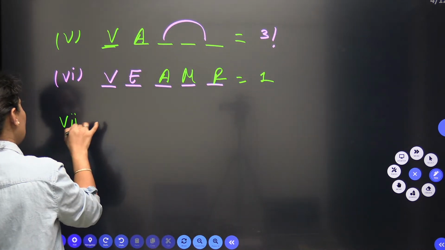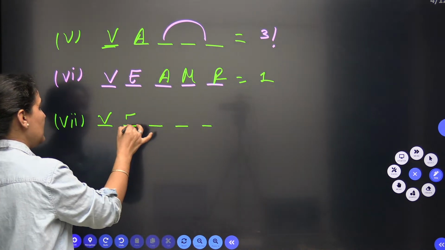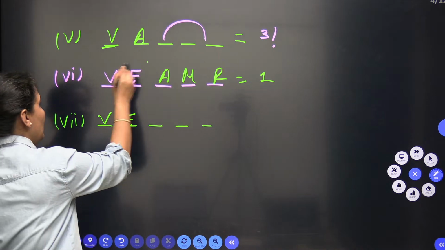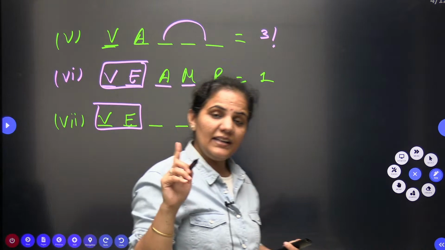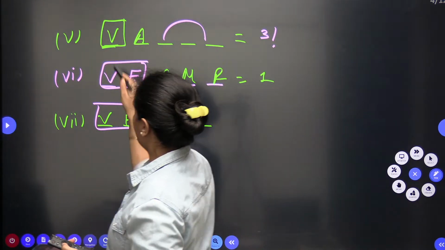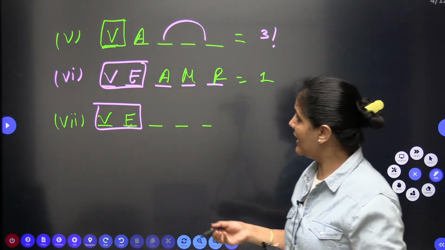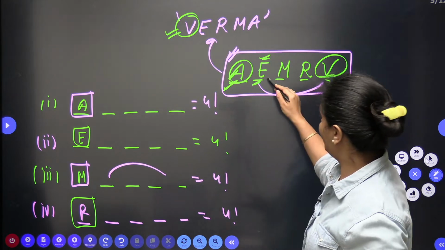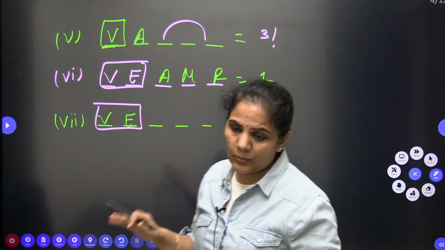When I go for the next case, 1, 2, 3, 4, 5. So here it will be V and E is already fixed. Now what am I fixing? I am fixing V and E here. Earlier we fixed V. Now we are going with V and E. So when we are fixing V and E, alphabetically A, M, R is already done. We already approached that one.